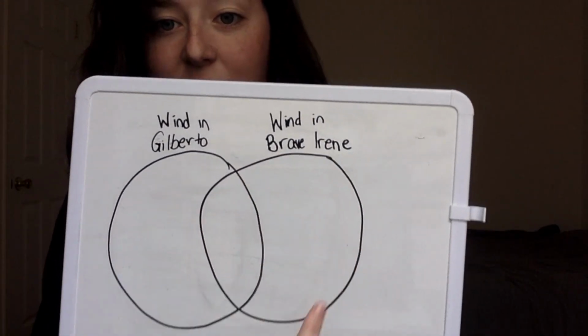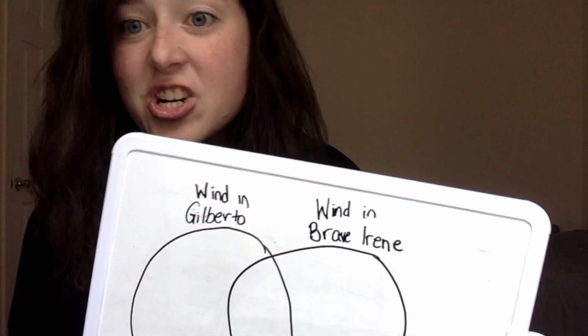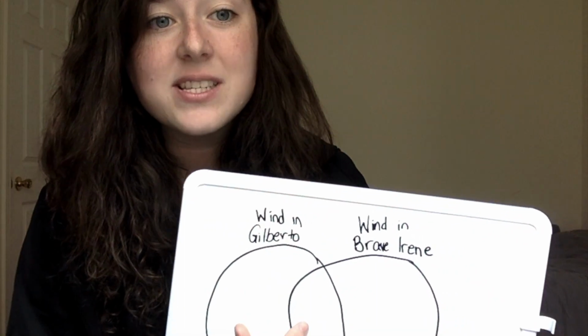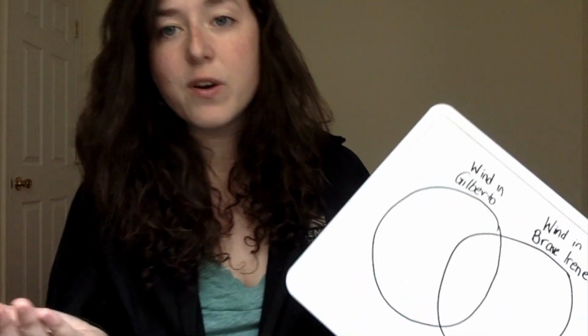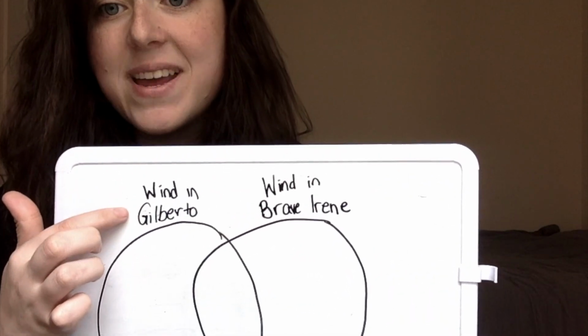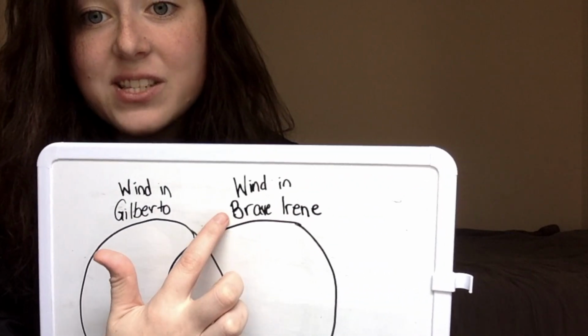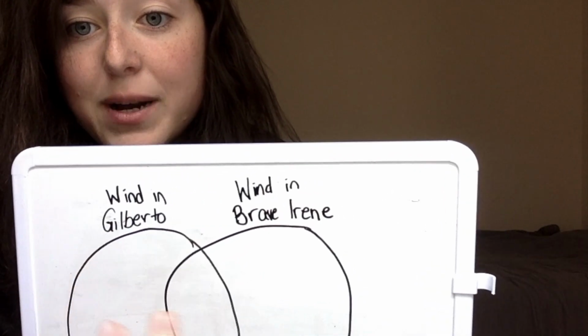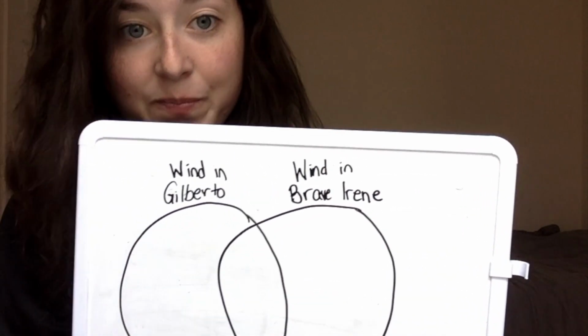Okay, Kipsters, let's get ready to draw our Venn diagram. So remember, when we make our Venn diagram, we draw 2 circles, and they don't have to be pretty because mine sure aren't. 2 circles that overlap in the middle. Today, we're going to still be looking at Gilberto and the Wind and Brave Irene. We're looking at the same stories, but today we're focused on the wind and how the wind acts in both of them. So I labeled my Venn diagrams. This circle is the wind in Gilberto. And this circle is the wind in Brave Irene. So if you want to go ahead and copy that down, you can pause the video to write wind in Gilberto and wind in Brave Irene. Go ahead and do that now.